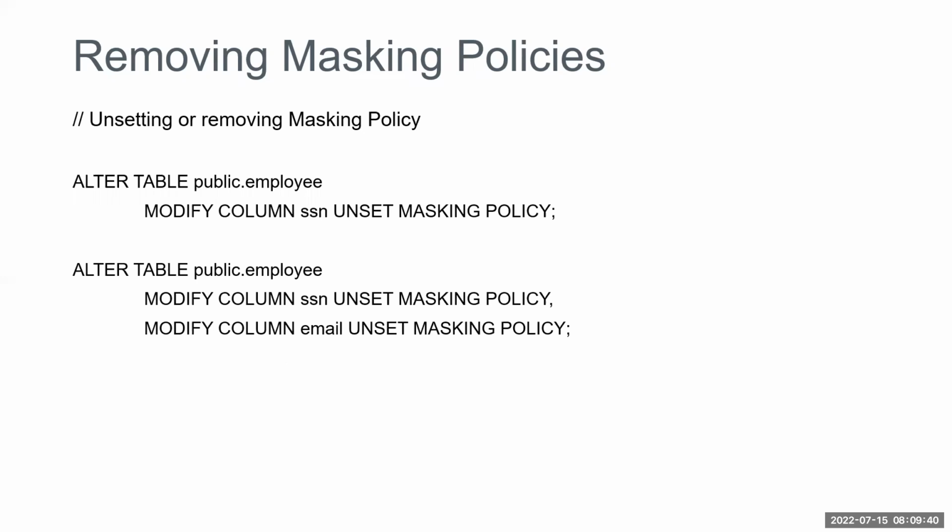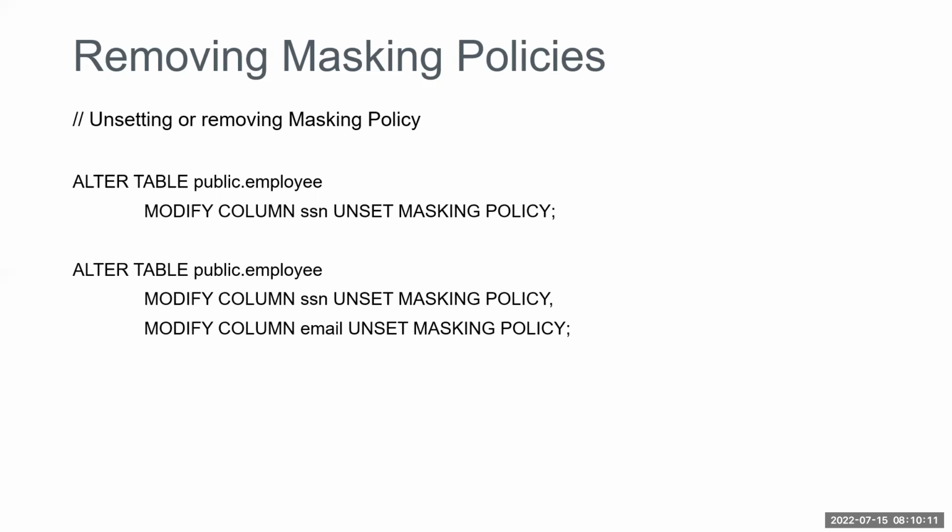So this is again simple. Here we have to use unset. Alter table name, modify column name, unset masking policy. Here there is no need to specify the masking policy, because on one column you can create only one masking policy. So if you are unsetting that masking policy, you don't need to specify the name, because anyway there is only one masking policy you are unsetting. So the syntax is alter table name, modify column name, unset masking policy.